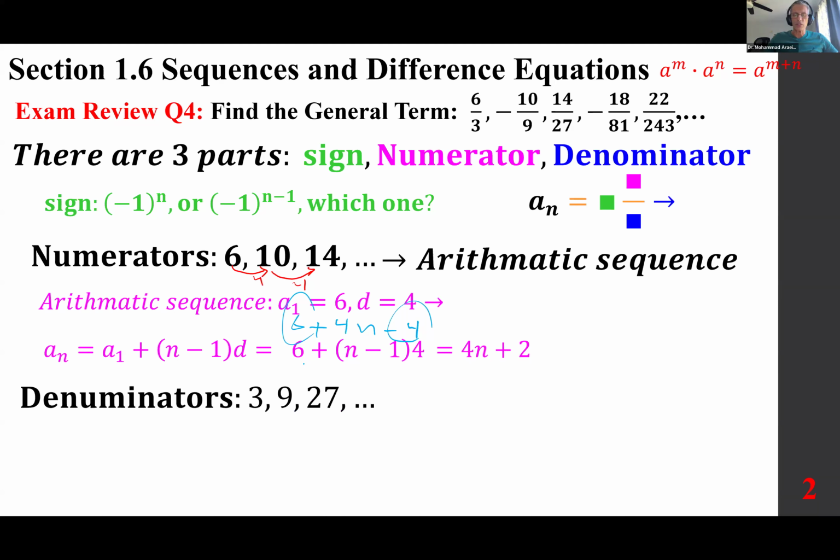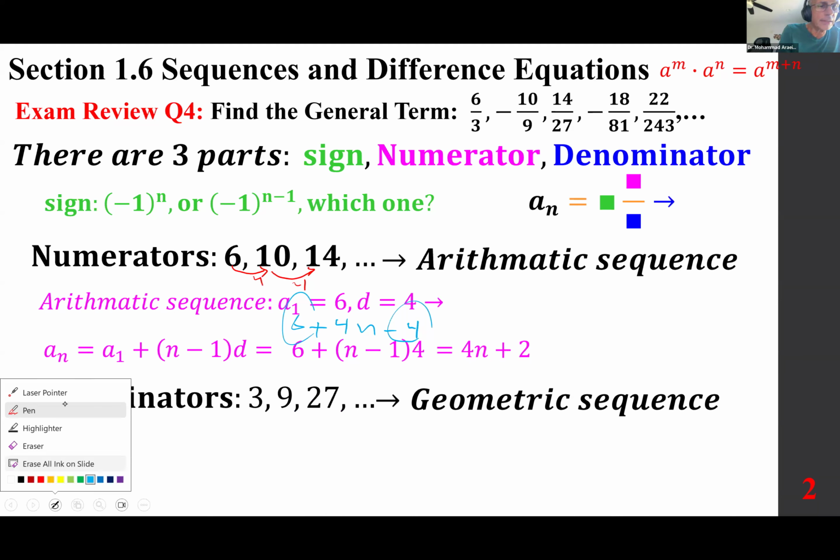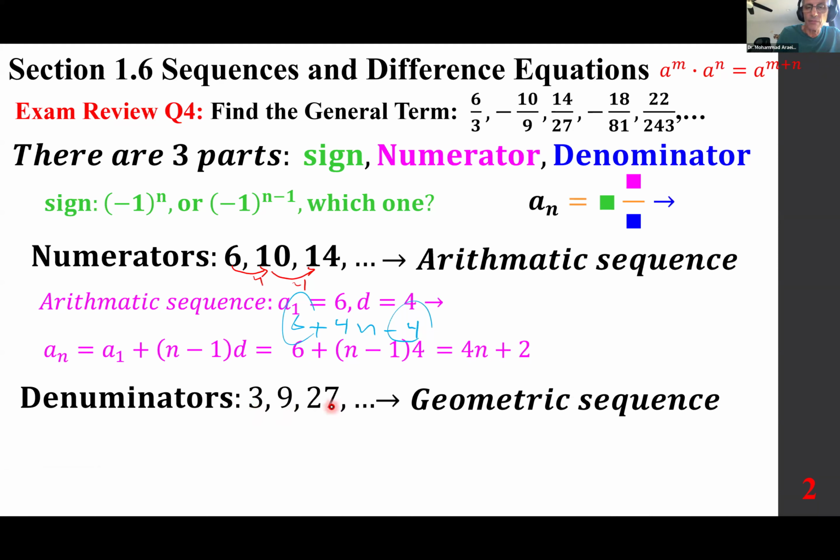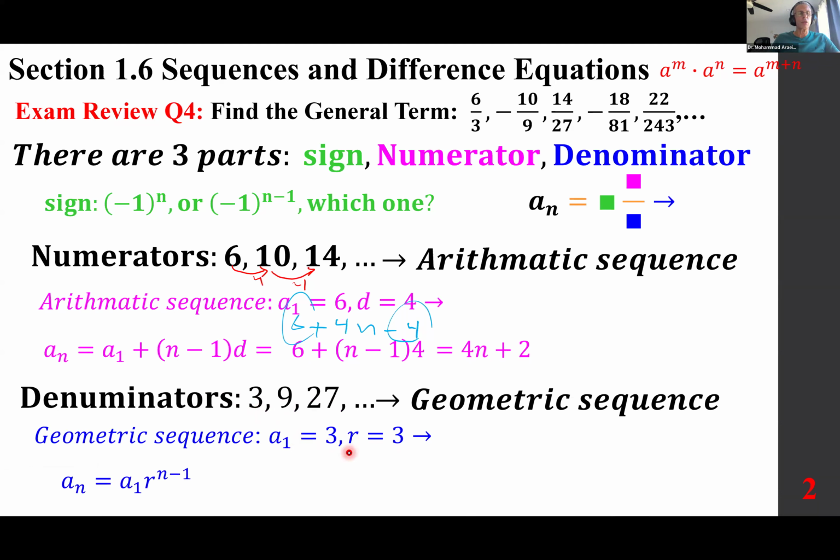Notice this is a geometric sequence. Why is that? Times 3 is 9. Times 3 is 27. Therefore, a sub 1 is 3, and r, the common ratio, must be 3. Therefore, we use a sub n equals a sub 1, which is 3, times r to the power of n minus 1, which is 3 to the power of n minus 1.